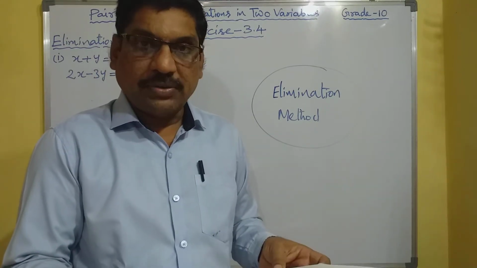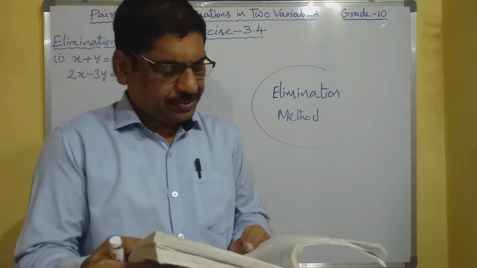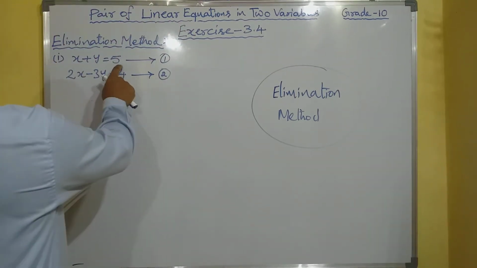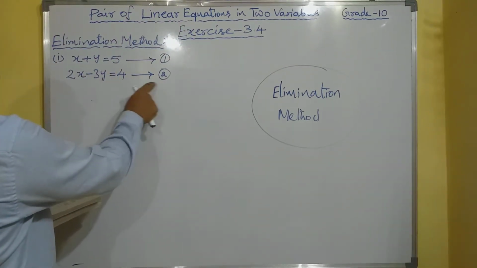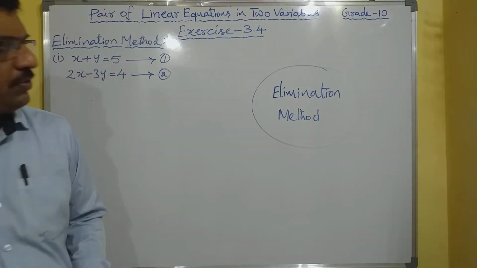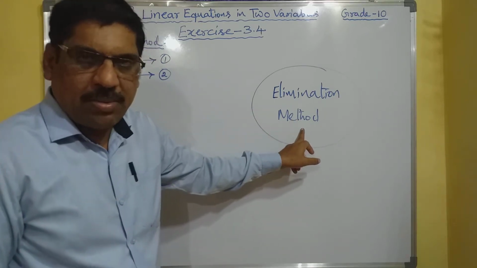From Exercise 3.4, let us do the first one. x plus y is equal to 5 and 2x minus 3y is equal to 4. These are the two given equations. Now we are going to solve these two equations by using the elimination method.